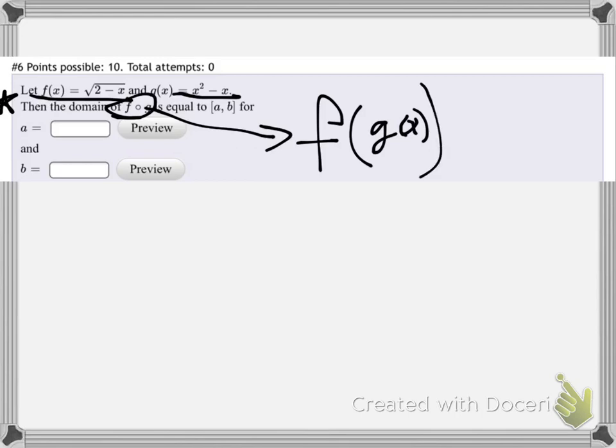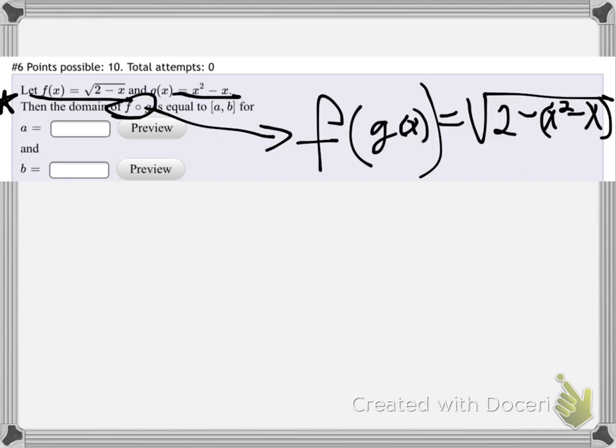If it starts out as an f, it'll look like an f. So the f function is this mess. It'll be like square root of 2 take away something. That's what the f function does. And then the something is the g function, and that'll be the x squared take away x. That's a weird function for sure. So f composed g is square root of 2 take away x squared minus x.